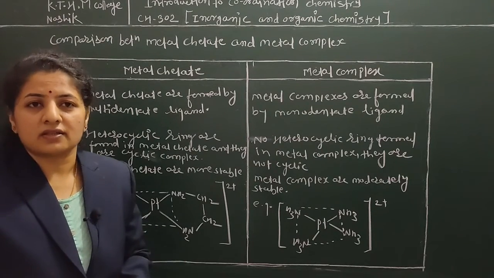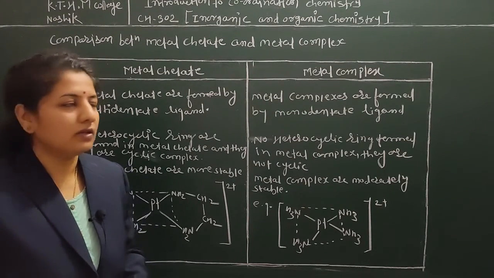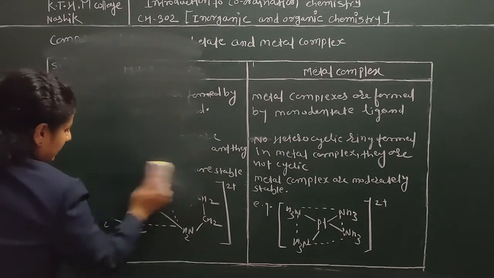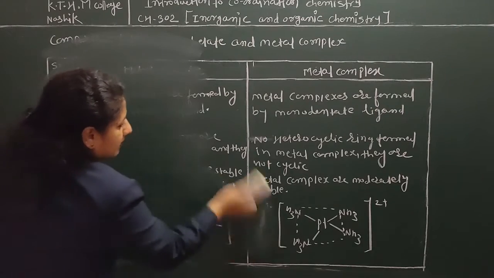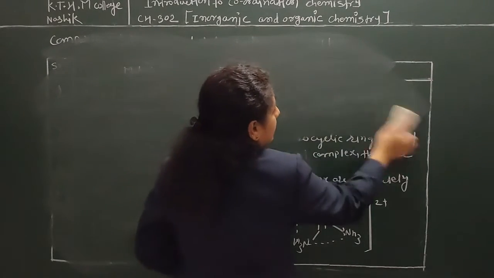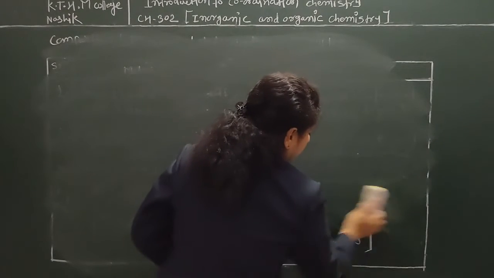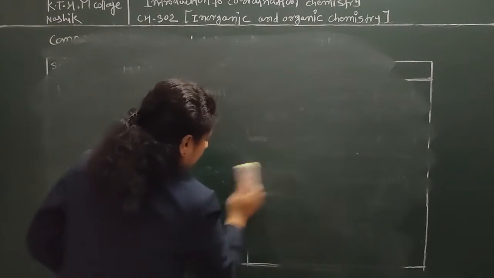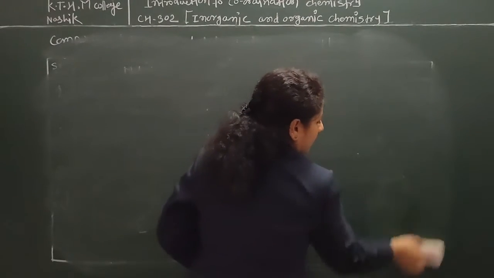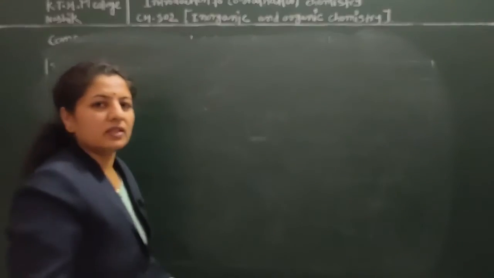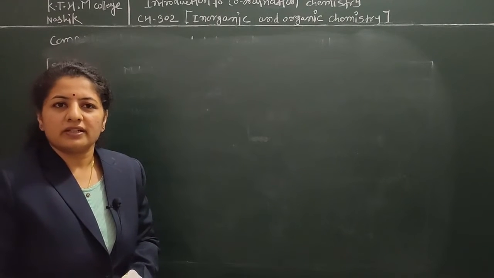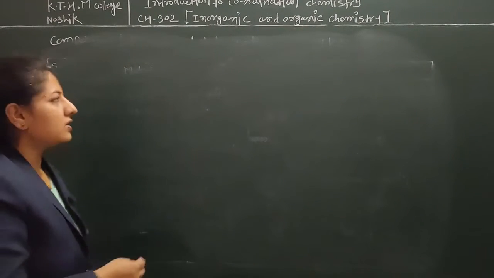Now let's discuss what is meant by the EAN rule. The EAN rule is proposed by Sidgwick. Due to this rule, we can easily calculate the total electron count of the central metal atom, in comparison with the noble gas element of that period. So let's discuss what is meant by the EAN rule.